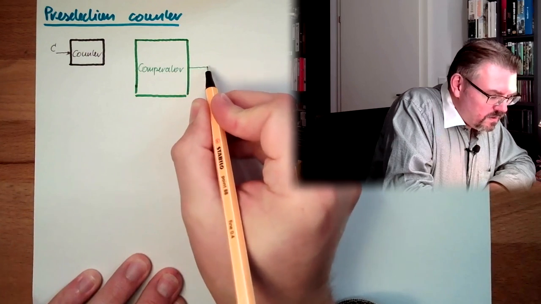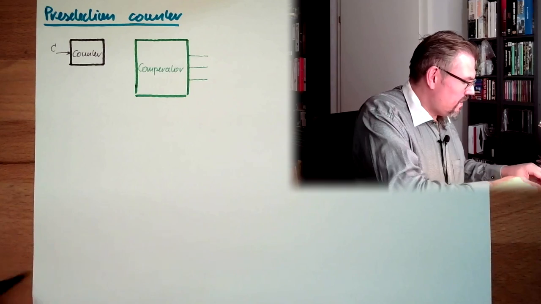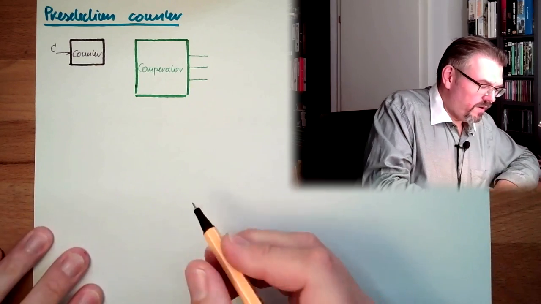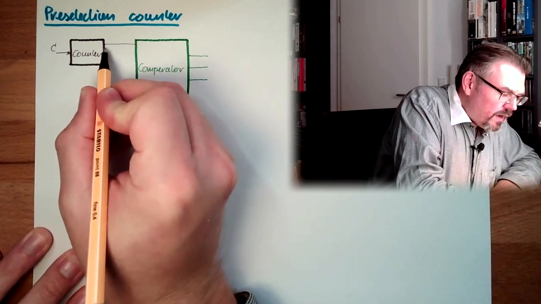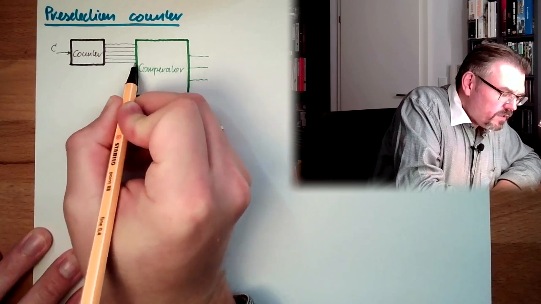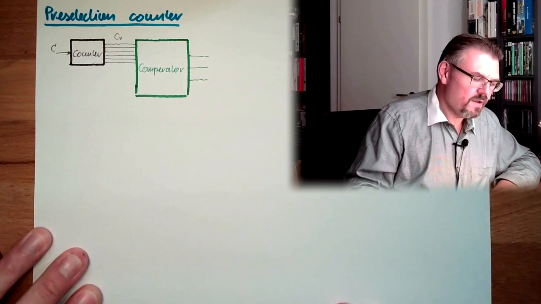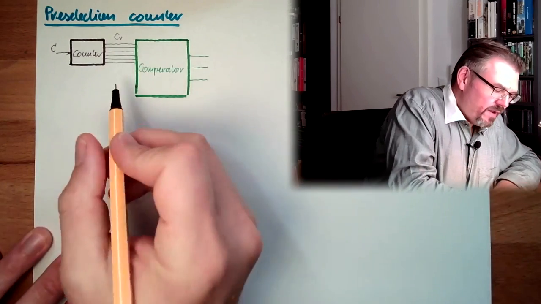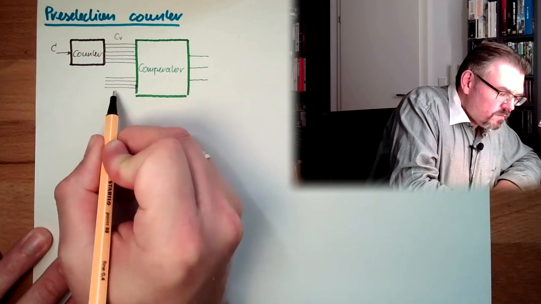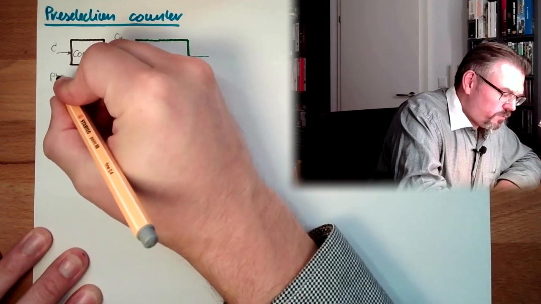With three outputs there. What they mean, I will explain. So here we have a counter value, okay? So we have here, I don't know, like I said, how many digits, doesn't really matter. This is our counter value CV. And this is compared to another value, it's here. This is the preselection value.